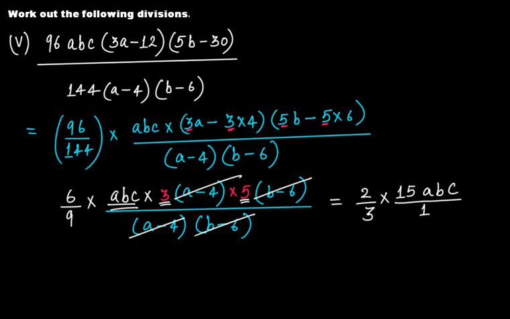Now this is 3, this is 15, so 15 divided by 3 will give you what, 5, right? 15 divided by 3 will give you 5. So this is 10ABC. This is your answer for this division.